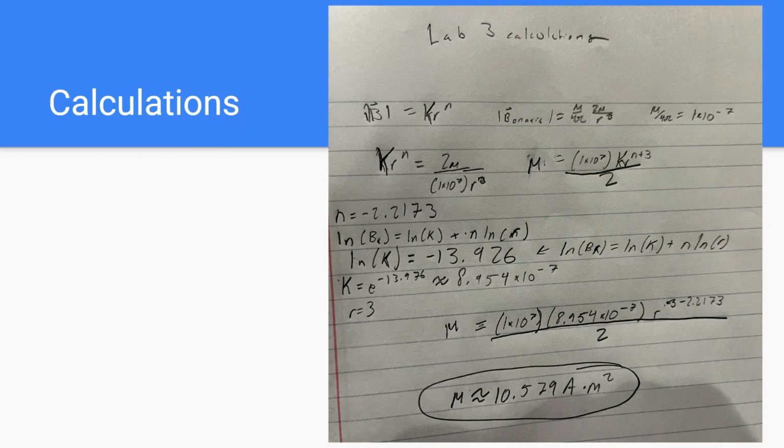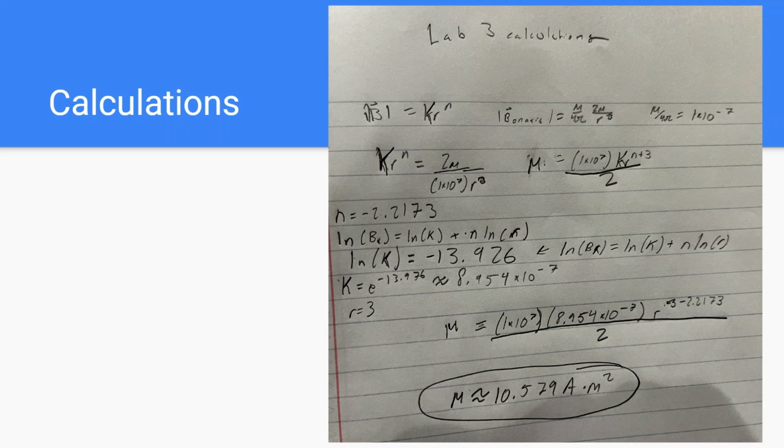Then the calculations that I did in order to find our mu value. Using that formula, I set the magnetic field, which is equal to K R^N, K times R to the power of N, equal to the magnetic field on an axis, which was mu naught over 4 pi times 2 mu over R cubed. Here we know that mu naught over 4 pi is a constant, which equals 1 times 10 to the negative 7th. So we set these equal to each other.